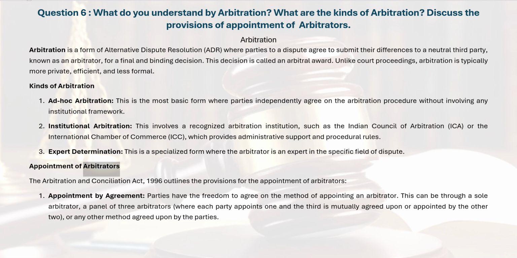Appointment of arbitrators. The Arbitration and Conciliation Act, 1996 outlines the provisions for the appointment of arbitrators. Appointment by agreement. Parties have the freedom to agree on the method of appointing an arbitrator. This can be through a sole arbitrator, a panel of 3 arbitrators, where each party appoints one and the third is mutually agreed upon or appointed by the other two, or any other method agreed upon by the parties.